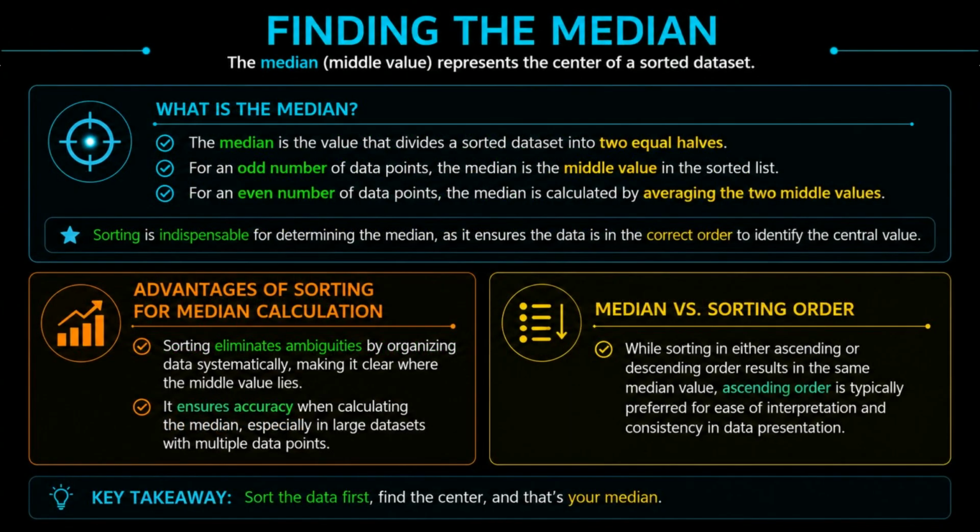The median is the value that splits a sorted dataset exactly in half. For an odd number of data points, it's simply the middle value in the sorted list. For an even number, it's the average of the two middle values. Sorting is indispensable here. Without it, there's no reliable way to know which value actually sits in the middle. And while either ascending or descending order gives you the same median, ascending is typically preferred for clarity and consistency.